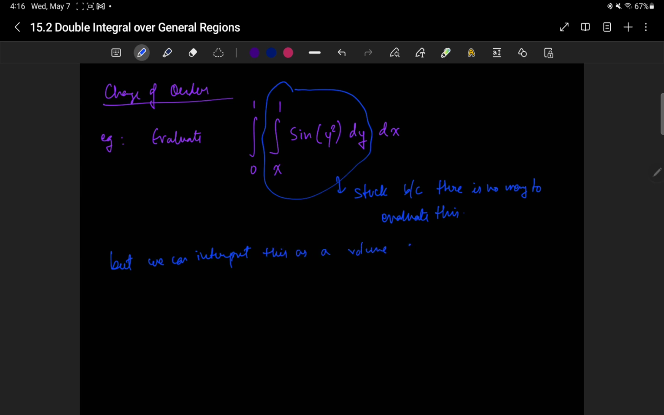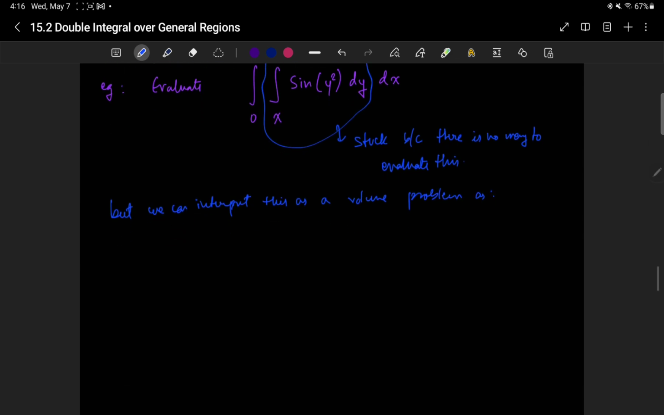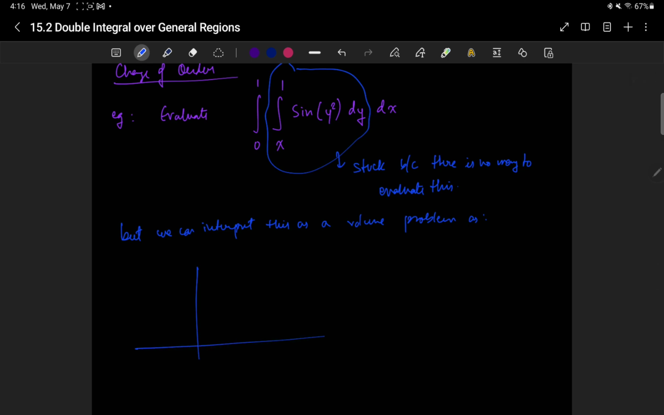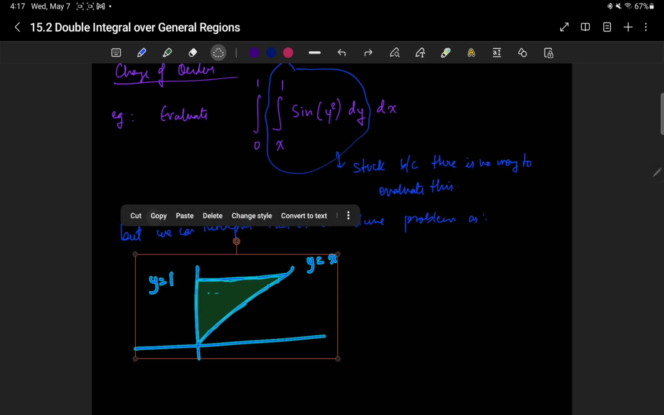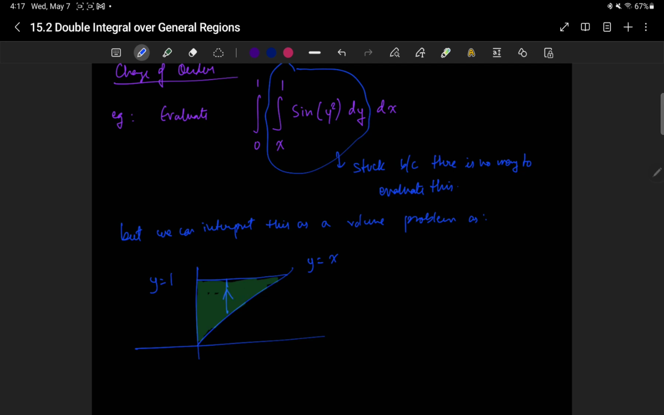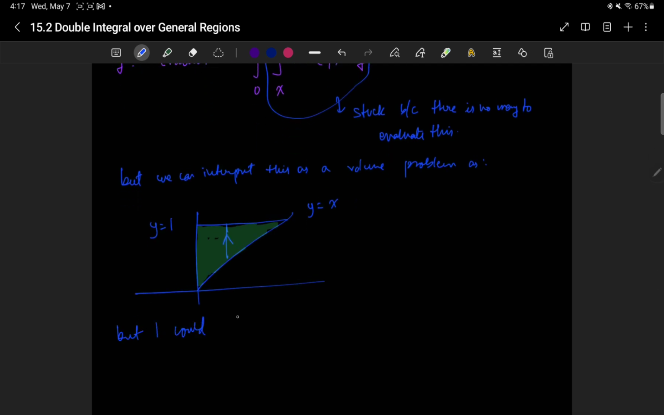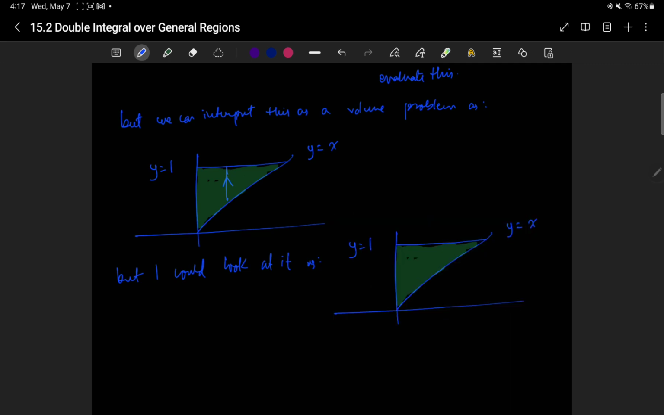as a volume problem, as the region y, because it's dy, so it's y equals x to y equals 1, and x equals 0 to x equals 1. So it means that I am integrating along this region, and the fact that it is dy first means that I interpreted this as going vertically. Well, let me copy this before I do that. But I could look at it as going horizontally.